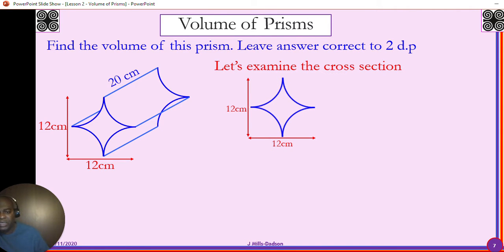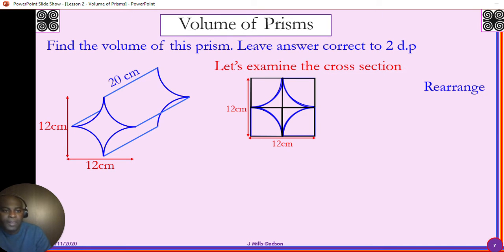Okay. Now, because it fits in a 12 by 12 dimension, we can sort of make this into a square and divide this into 4 equal parts. So I'm going to put a square 12 by 12 around it and divide the cross section into 4 equal parts. So this is what I'm going to have. Now, I'm going to pull each quadrant, or each quarter, aside and rearrange them and see what sort of shape I'm going to have.